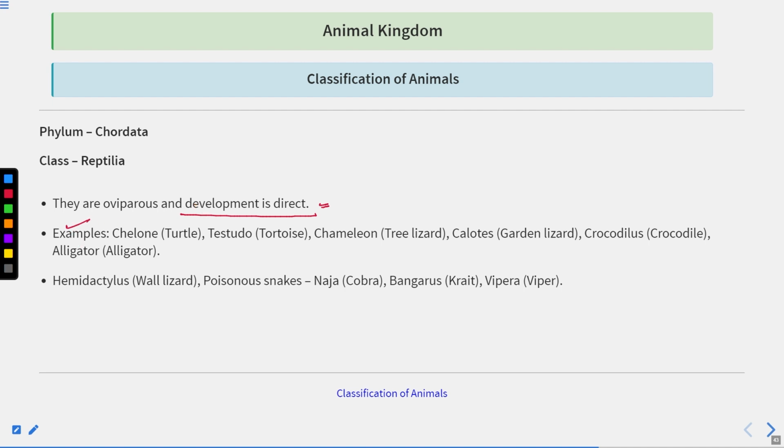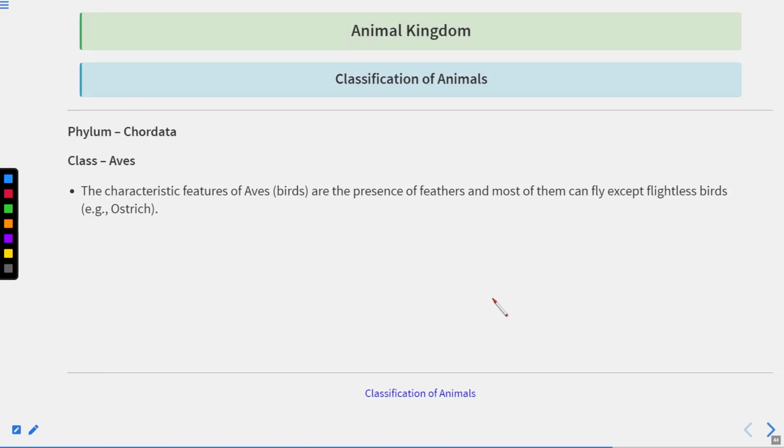Now, if we talk about the examples, then chilon, that is turtle, testudo, that is tortoise, chameleon, tree lizard, calotes, garden lizard, crocodilus, crocodile, alligator. Other examples are hemidactylus, that is the wall lizard, poisonous snake, that is naja, the cobra, bangarus, that is rat snake, viper, vipera, viper. Okay, these are some of the examples of the phylum Reptilia.